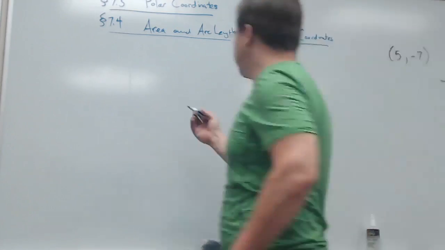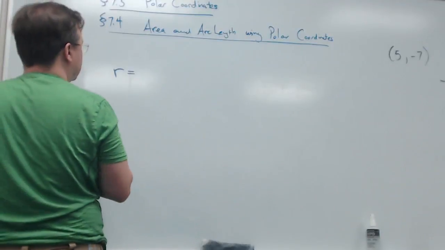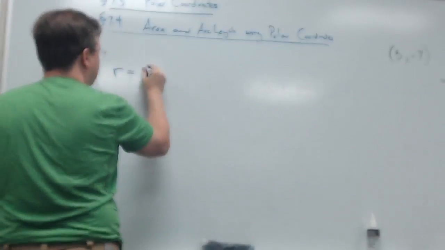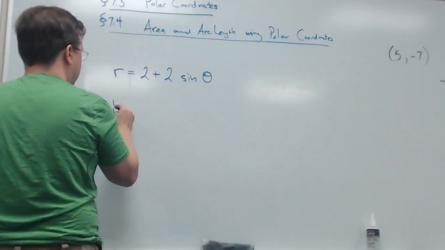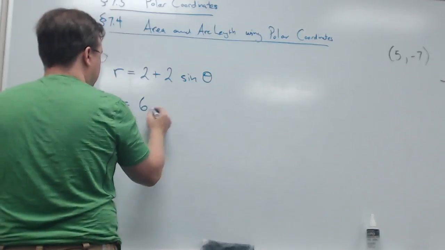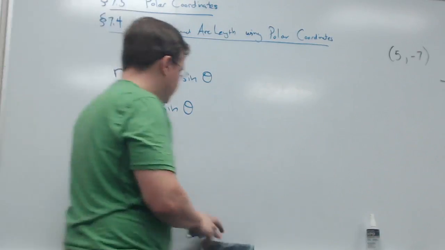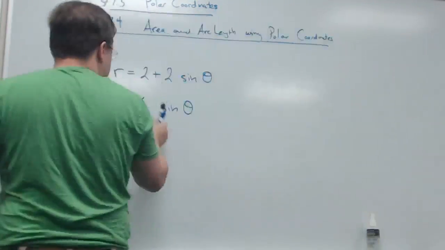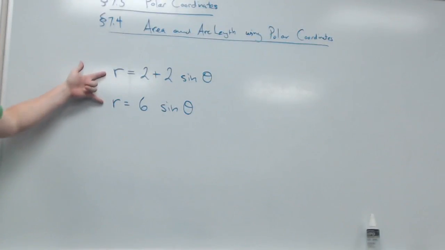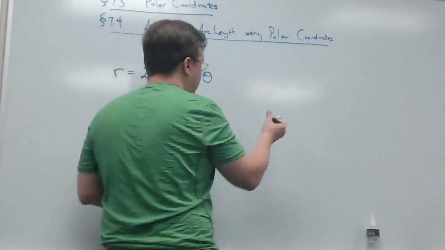So what are the equations again? The cardioid is r equals 2 plus 2 sine theta, and the inside circle is r equals 6 sine theta. We can graph this. Both of these have two graphs. With the help of a graphing calculator, you can come up with it pretty quick. Without the help of a graphing calculator, you might have to think a little.